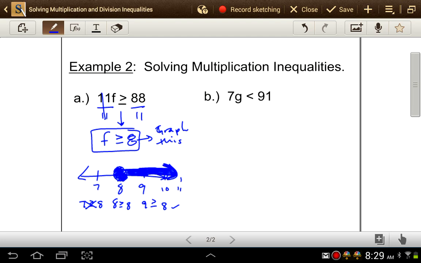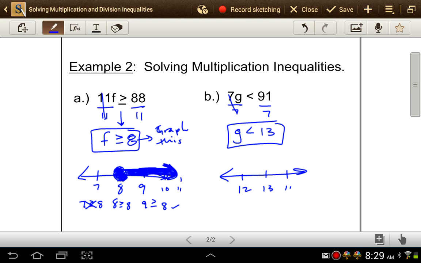Okay, for B, 7g is less than 91. So again, I am multiplying 7 times g, and the inverse operation is to divide, so I divide both sides by 7. I get g is less than 91 divided by 7, which is 13. Now graph that solution. Okay, so 12, 13, 14.